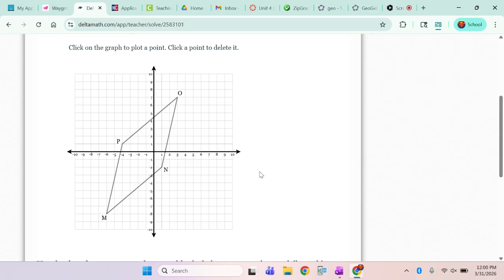What's 9 squared? 81. What's 4 plus 81? 85. Equals c squared is my last step for solving. Square rooted. Because they want an exact answer, I'm going to leave this as the square root of 85. All right? This is the square root of 85.